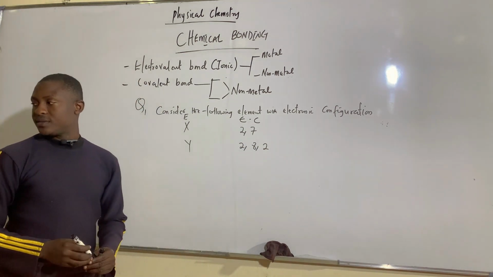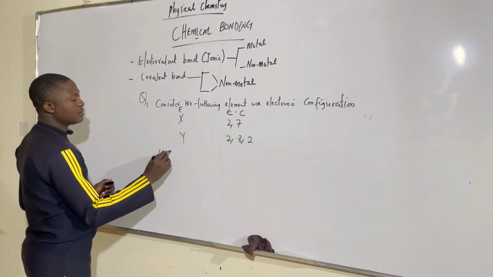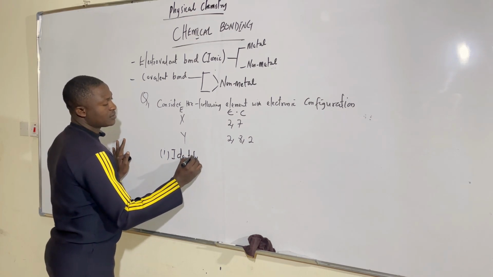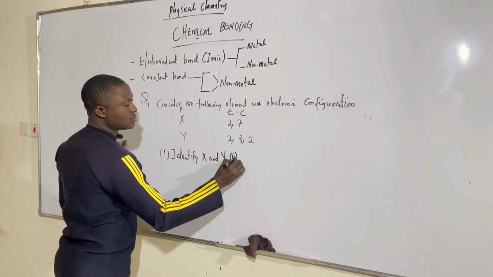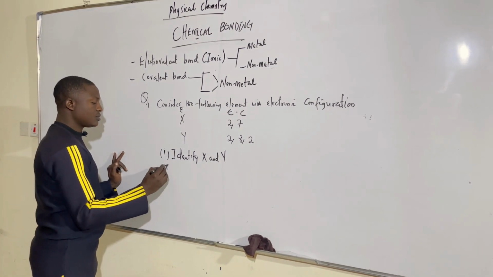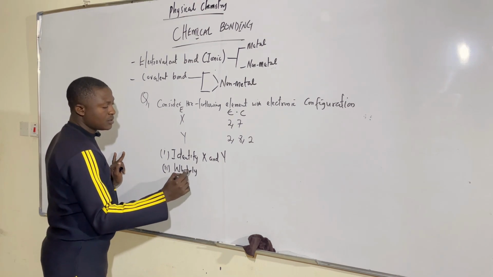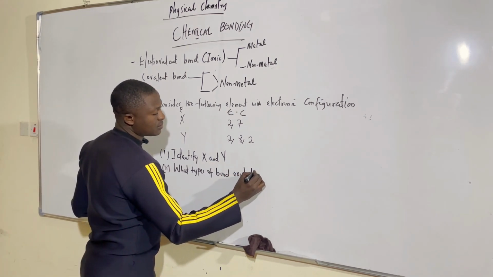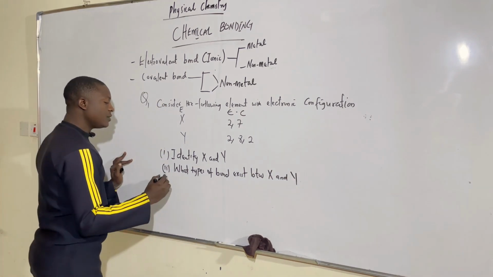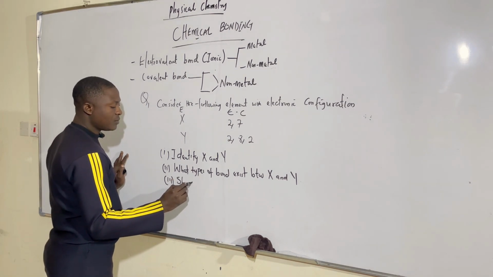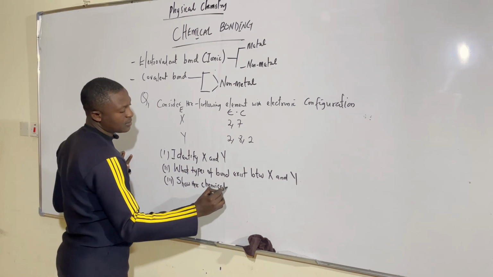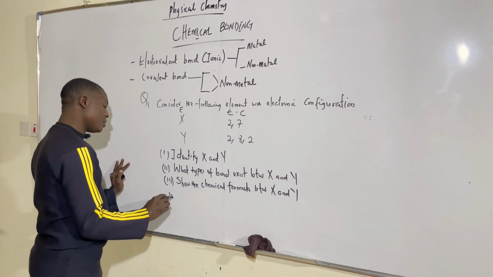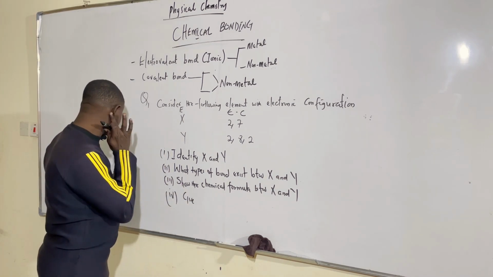So now the first question said, identify X and Y. Let me write them here so as to save our time. 2, what types of bond can exist between X and Y? 3, show the chemical formula between X and Y. Then 4, give 3 properties.